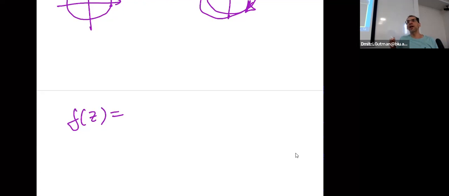No, look, notice. It's a number of zeros minus number of poles. Number of zeros is an integer number. Number of poles is always an integer.